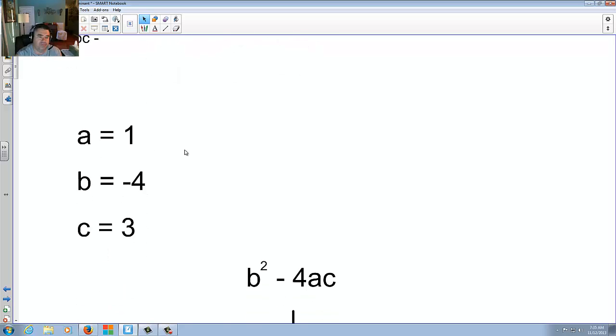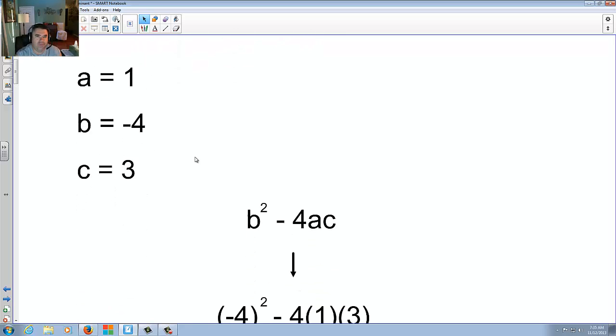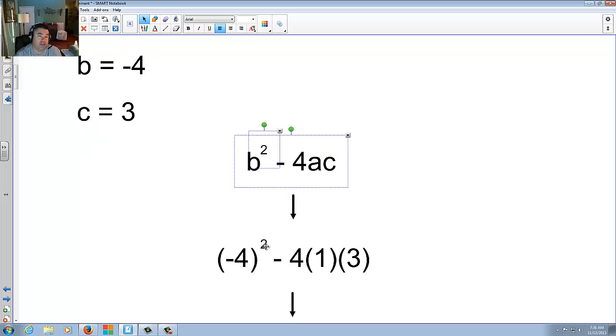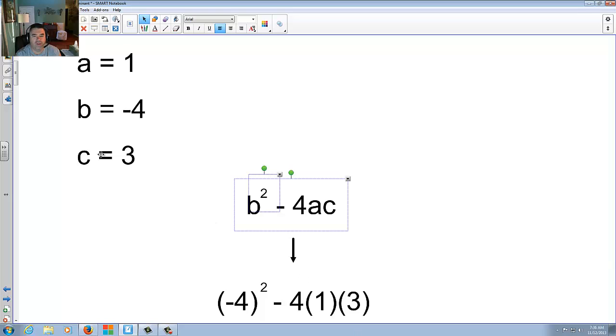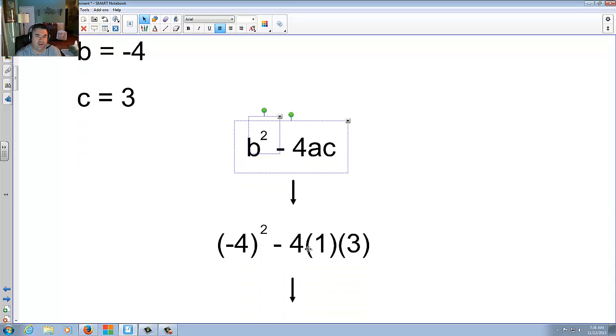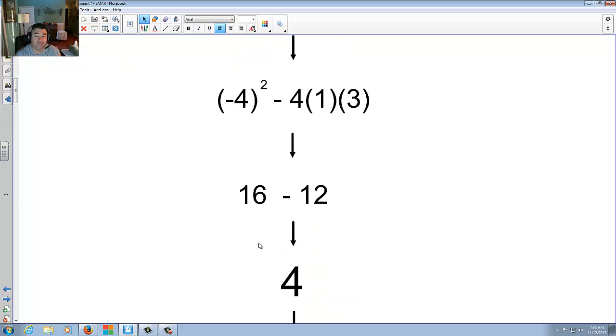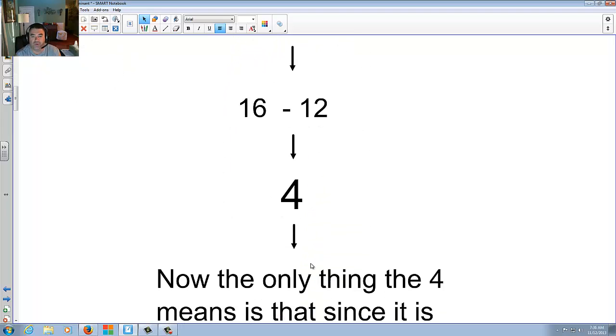So a is 1. Either way, you get b squared minus 4ac. So we're just going to do that piece, the discriminant. So -4 times -4 minus 4 times 1 times 3. -4 squared is 16. -4 times 1 times 3. Well, 4 times 1 times 3 is 12. -4 squared is 16. 16 minus 12 is 4.